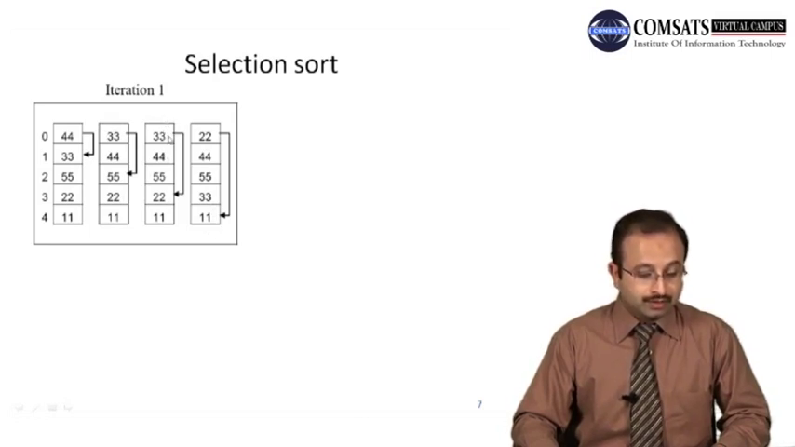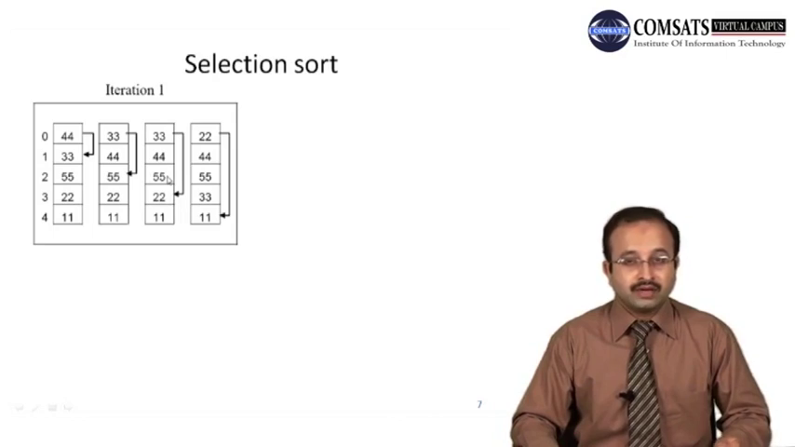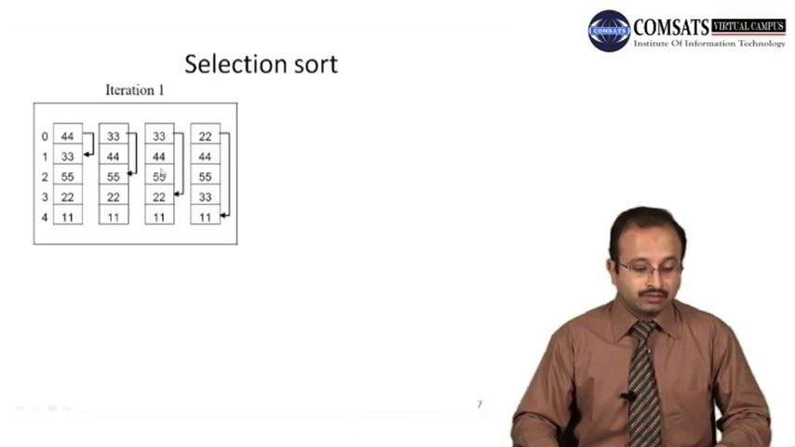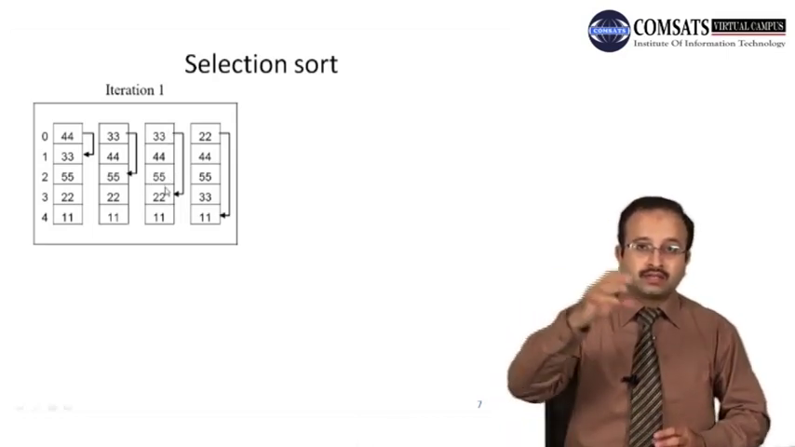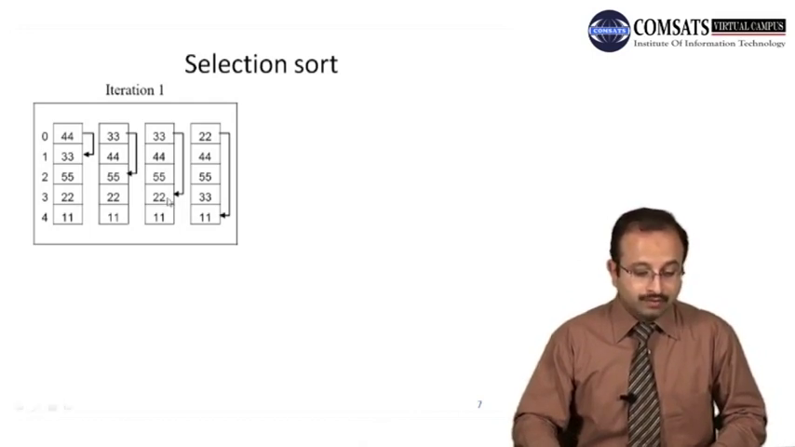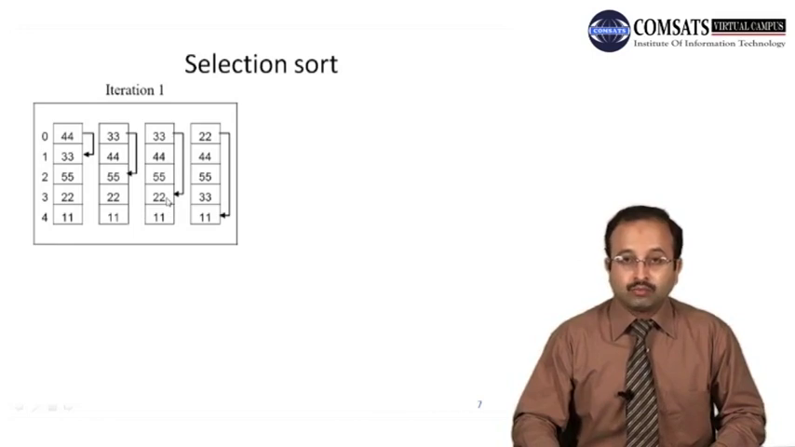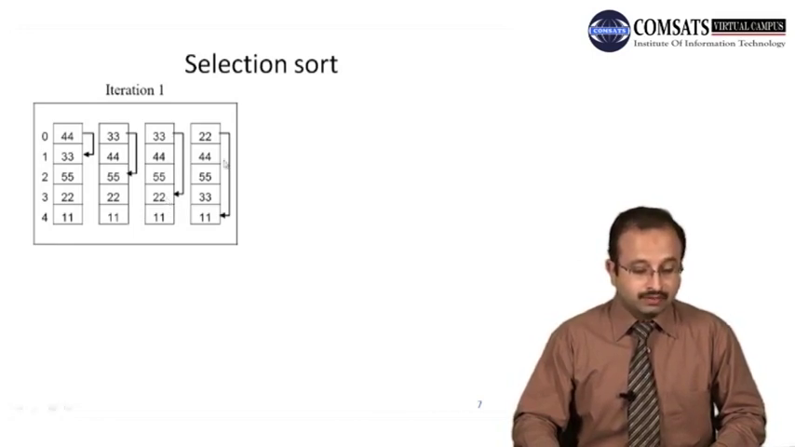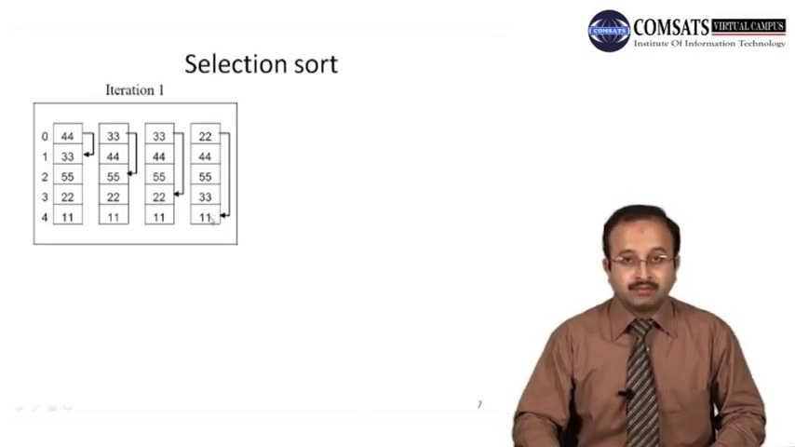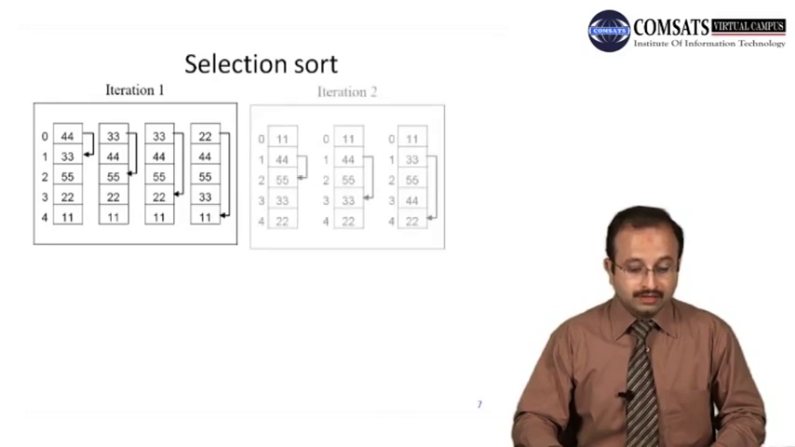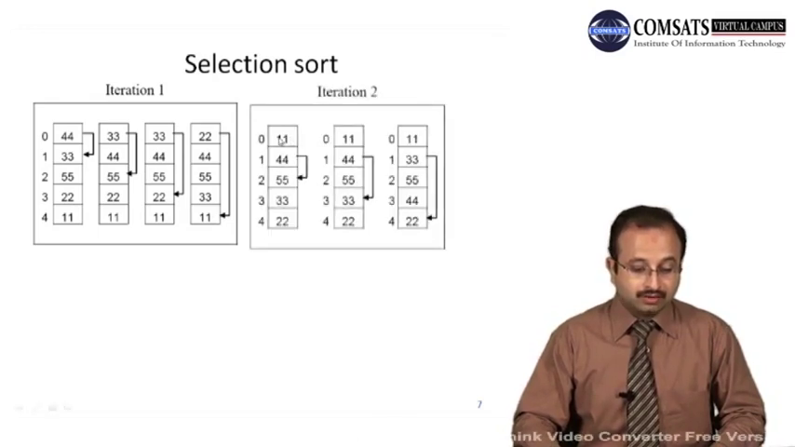In iteration 3 you compare the 0th index with the 3rd index element. We already compared with the 2nd index. There is no need for swapping because the value at the 2nd index is larger than the value at the smallest index. So we have to take the smallest value at the 0th index. When we compare it with 22, 22 is smaller than 33, so we have to perform swapping: 22 comes over here and 33 comes over here. Then the 0th index element, that is 22, is compared with the 4th index element, and the 4th index element is smaller, so this swapping is performed. That is, 11 comes at the 0th index and 22 comes at the 4th index.